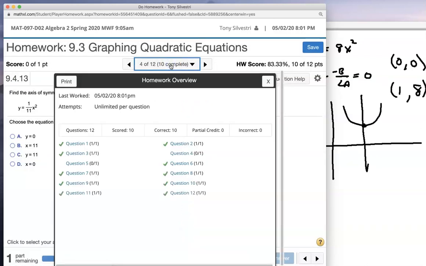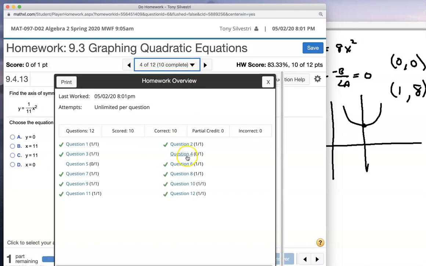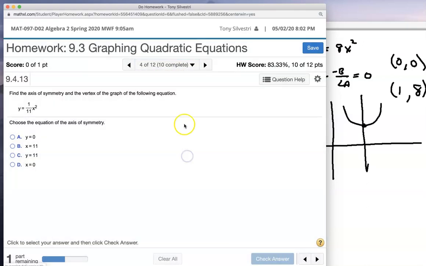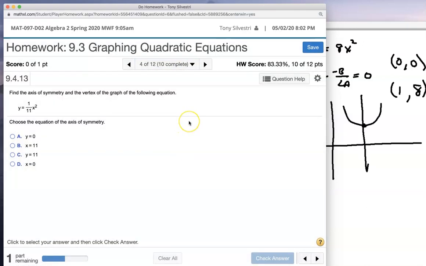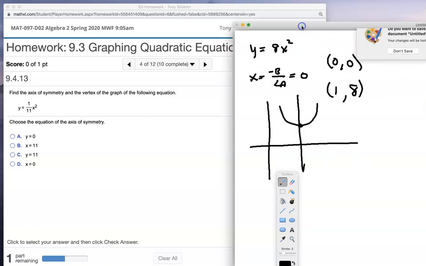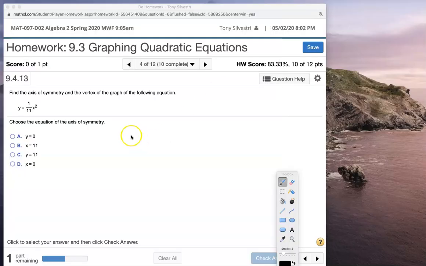Now we've got just 2 more questions, and then Algebra 2 is done. You're done. Question 4: find the axis of symmetry and the vertex. Well, here's the deal. You need to find the vertex first to answer that question. The vertex is the thing that you always need to find first.